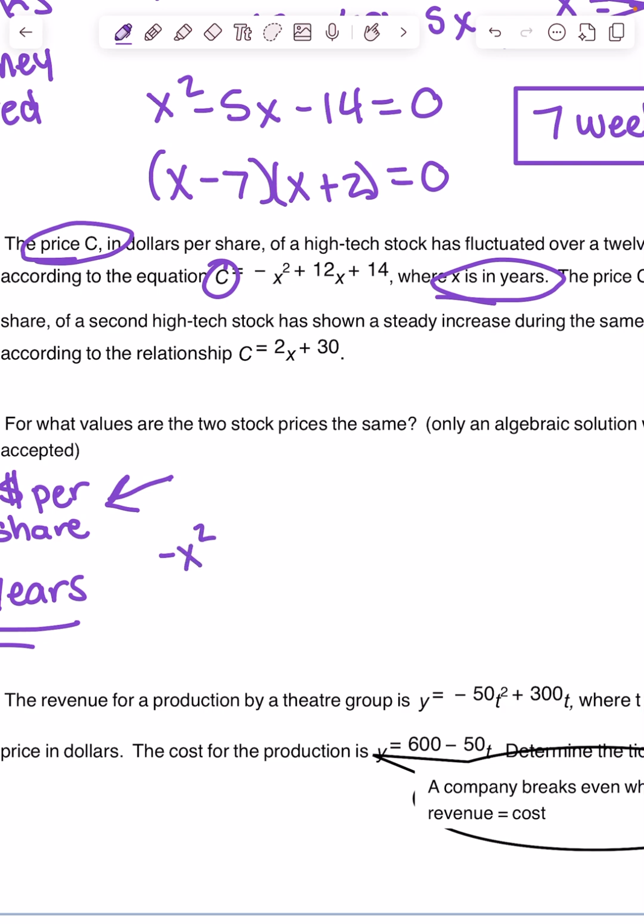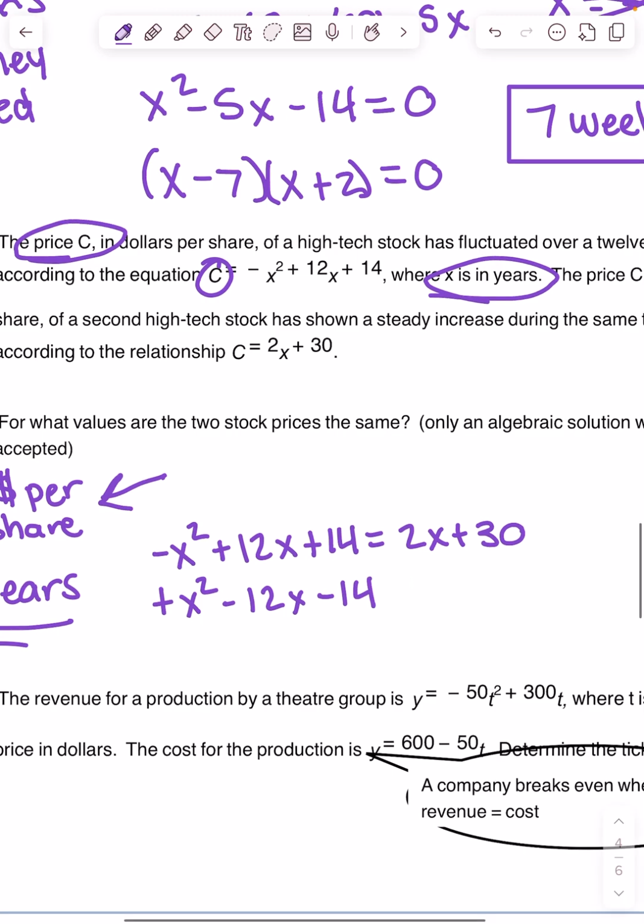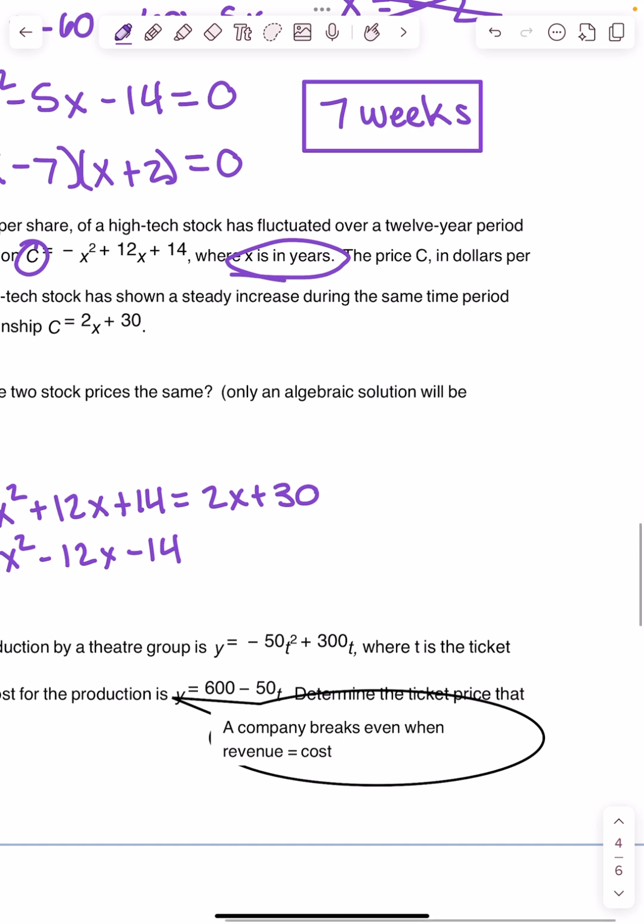So negative x squared plus 12x plus 14 is equal to 2x plus 30. Now we set this equation equal to 0. I want to keep my x squared term positive, so I'm going to add everything, or subtract if I need to, but basically move everything from the left side over to the right. And then your equation ends up looking like 0 is equal to x squared minus 10x plus 16.